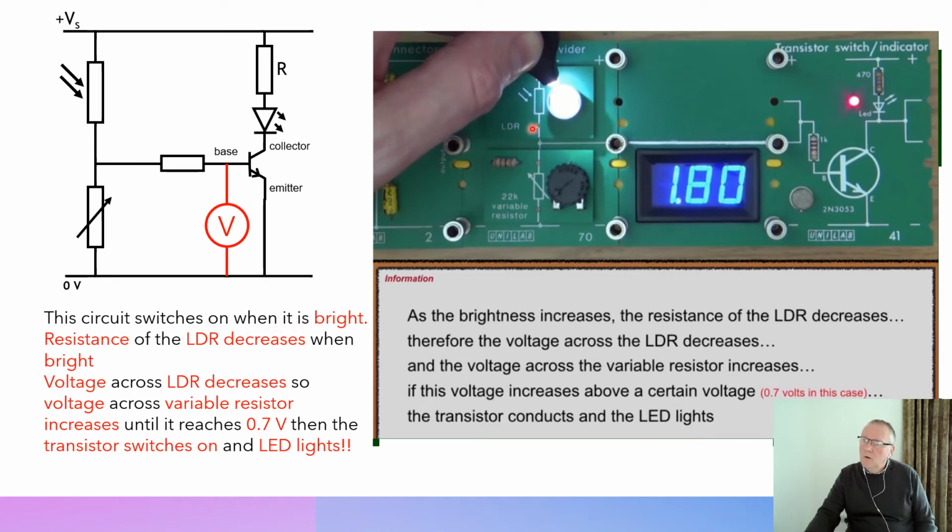So this one, when the component is up the top like this, there's an added bit of the explanation you need to talk about. So the circuit in this case is a high light level sensing circuit. It switches something on when it gets bright. So the resistance of the LDR will decrease when it's bright. The voltage across the LDR will decrease. Therefore, the voltage across the variable resistor will increase. And if it rises above 0.7 of a volt, the transistor will conduct and the LED will light, which is what we've seen.